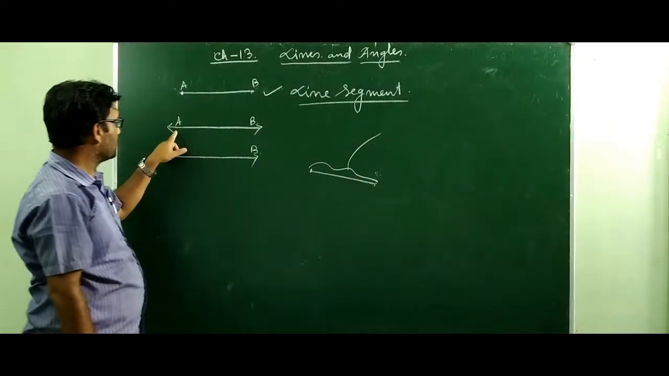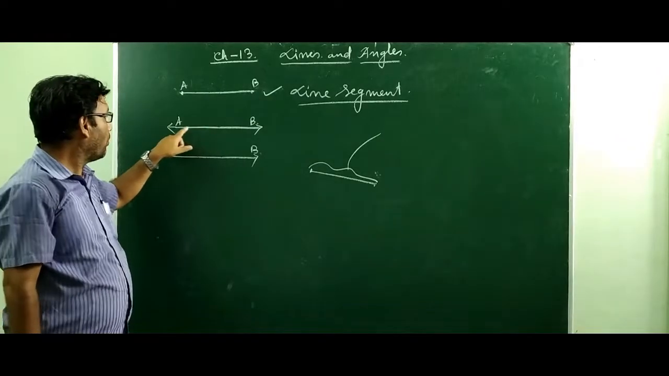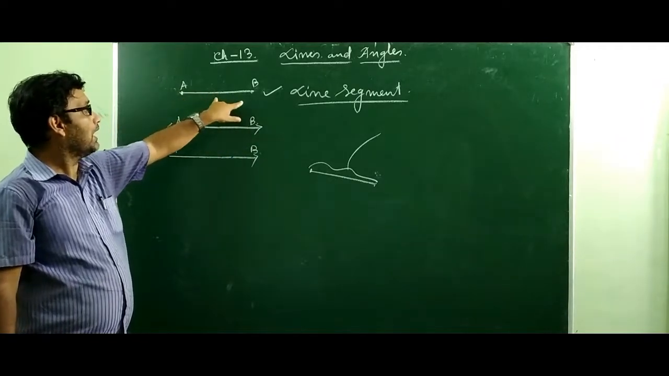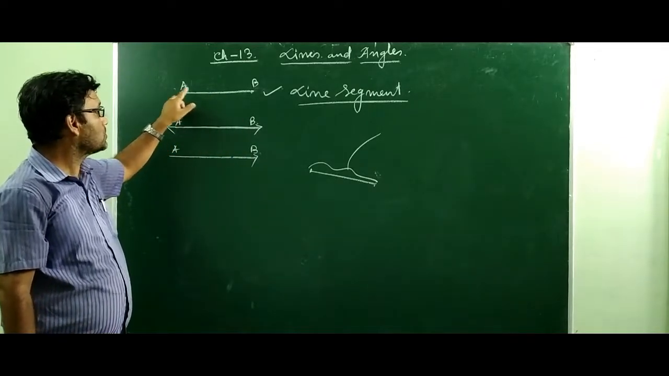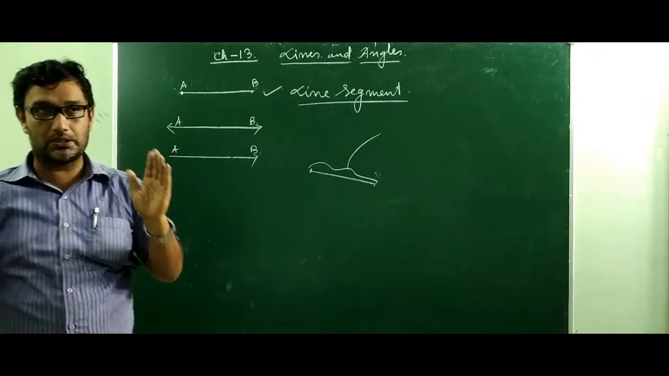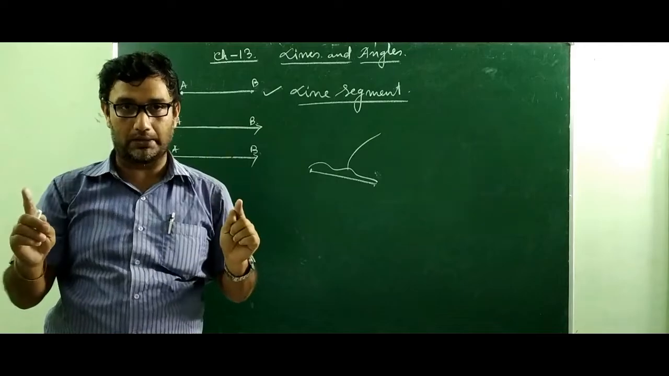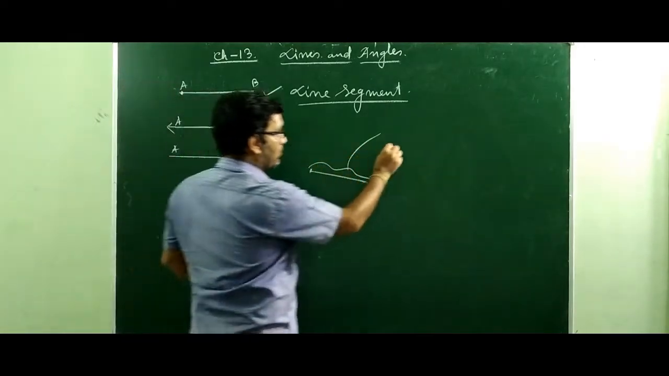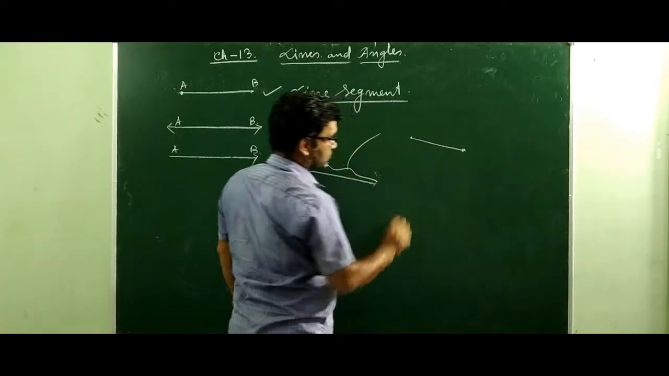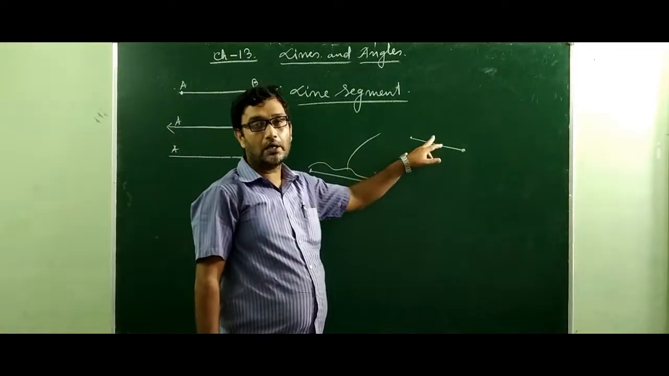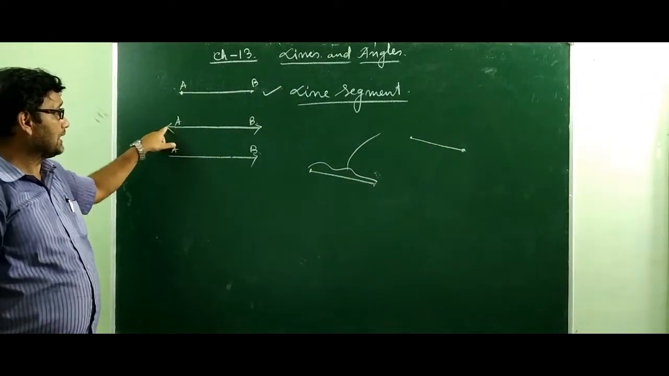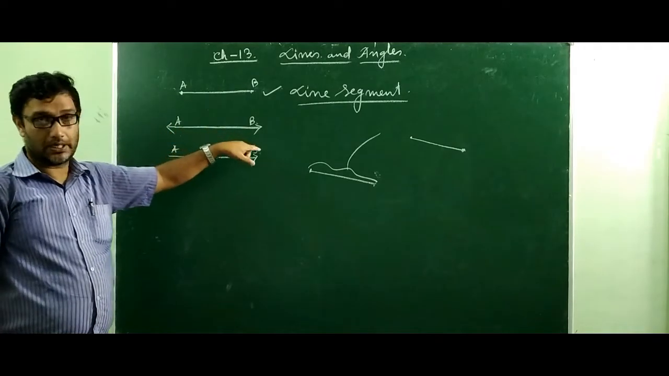But in this diagram you see an arrow mark on both sides. Here there is no arrow mark in A or in B. That means a line segment is the shortest distance between the 2 points. When 2 points are given and you join them, you will get one straight line. This straight line is called a line segment.